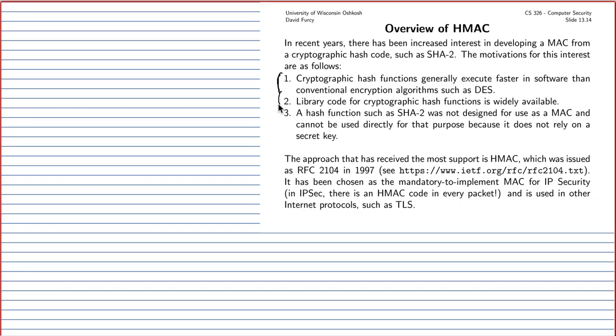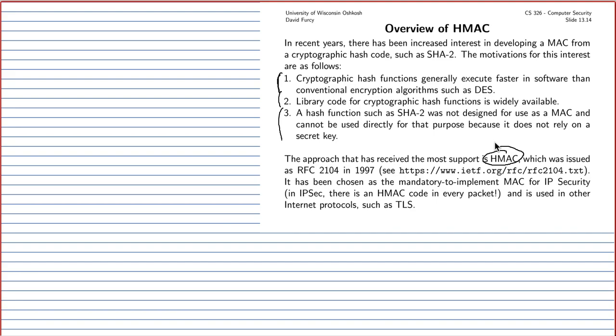And the third motivation is, make sure you realize that standard hash functions like SHA-2 are not designed to be used as a MAC algorithm, because they only take one input, which is the message to hash. They don't allow a second input, which is the secret key that is needed for a MAC algorithm. So there is a need to develop a new algorithm that uses both a standard hash function and a secret key. The most popular approach that has been developed over the years is called HMAC.